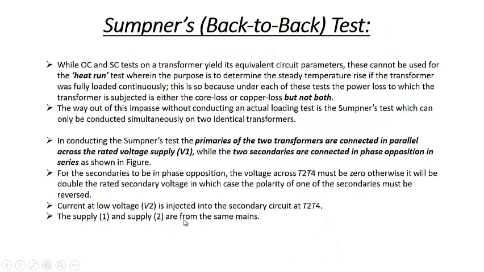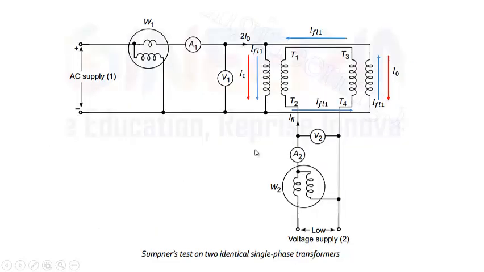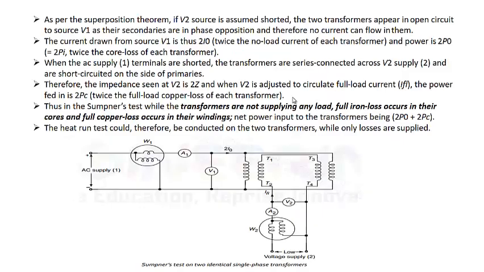Supply 1 and supply 2 are of the same mains. They are taken from the same mains. You can connect it over here. You can, but this has to be supplied to this through the variac, so that we supply some less voltage, because this is very similar to the short circuit test. You will see it will be exactly the same as that of the short circuit test.